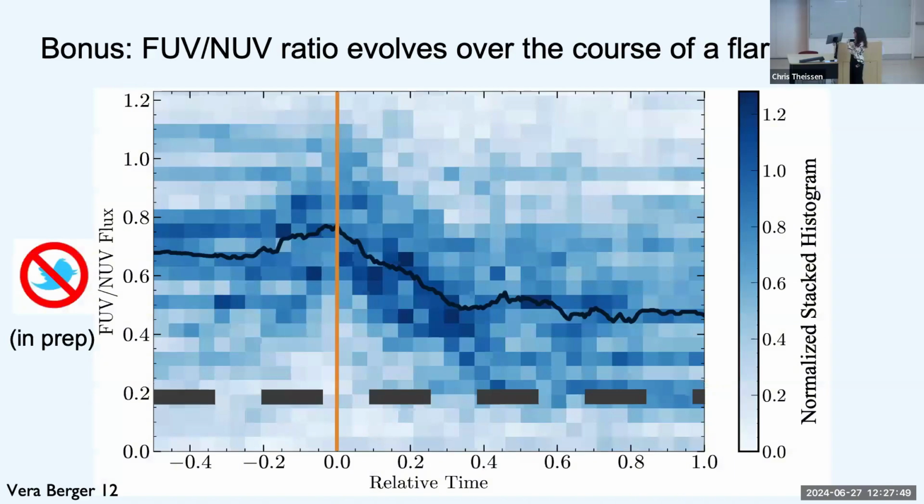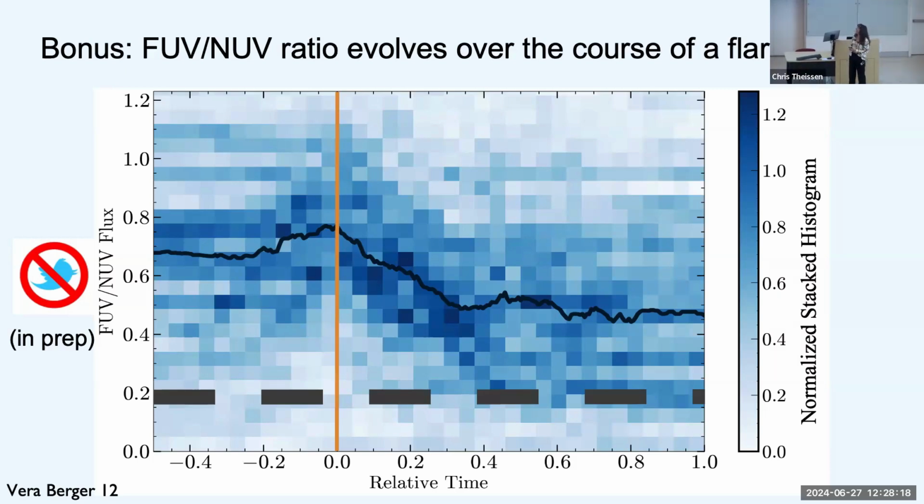Here is a stacked histogram of all of our flares normalized in space and time. And we find that the far UV to near UV ratio evolves over the course of the flare, and it increases in the impulsive phase going up to flare peak. In addition, we find that over the entire duration, the ratios typically fall a good amount above the 9 to 10,000 Kelvin range, which is typically assumed.